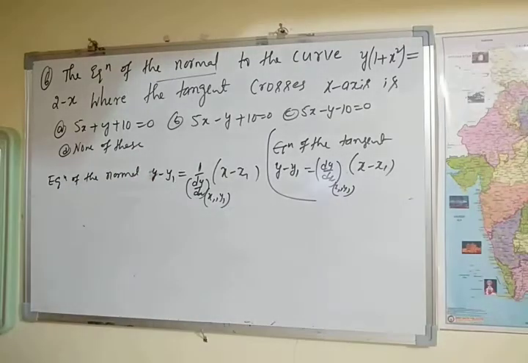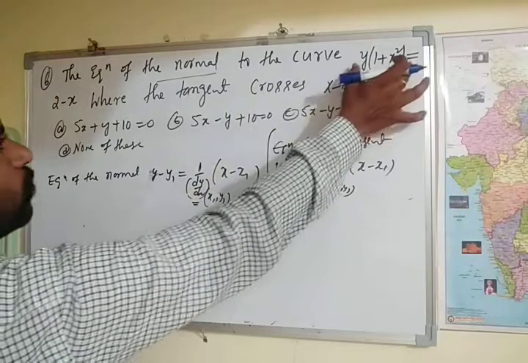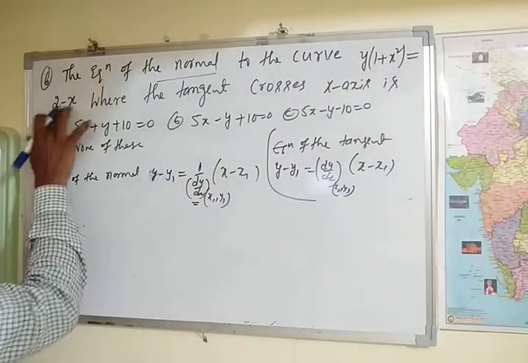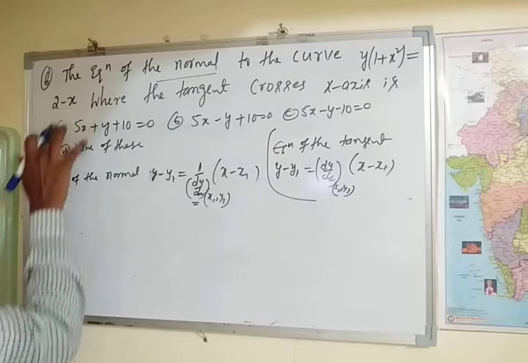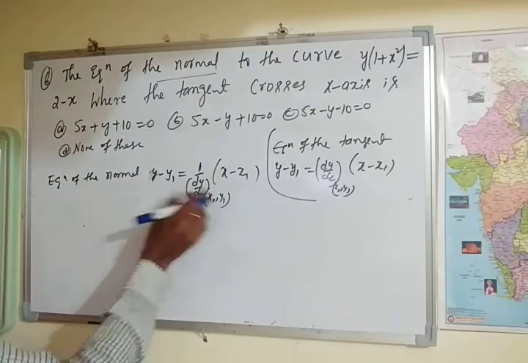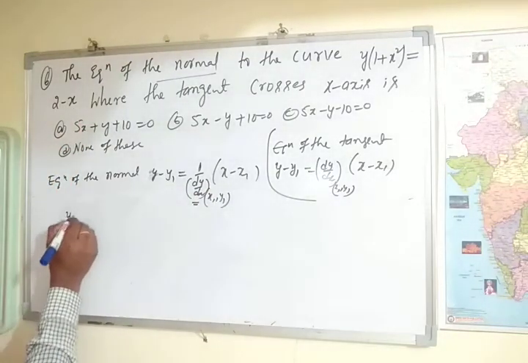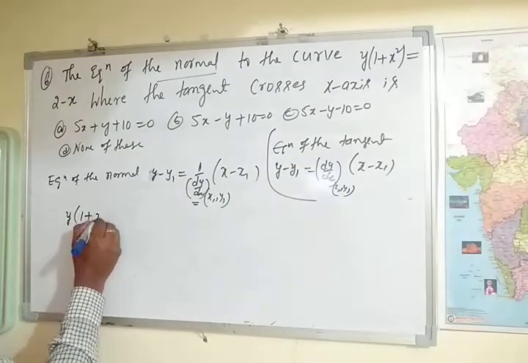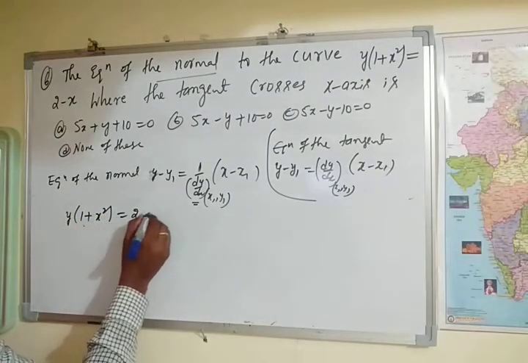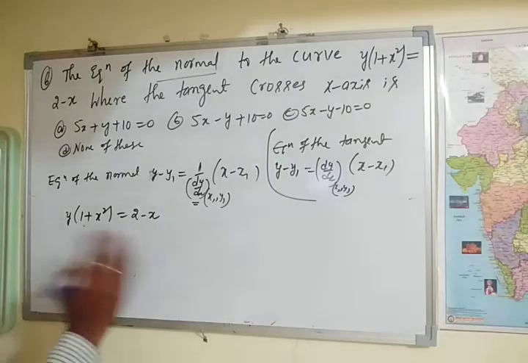Now here, first find the value of dy by dx. Here we have the curve y into (1 plus x square) is equals to 2 minus x. Using this curve we have to find dy by dx. By the given data, y(1 plus x square) is equals to 2 minus x. Now differentiate with respect to x on both sides.